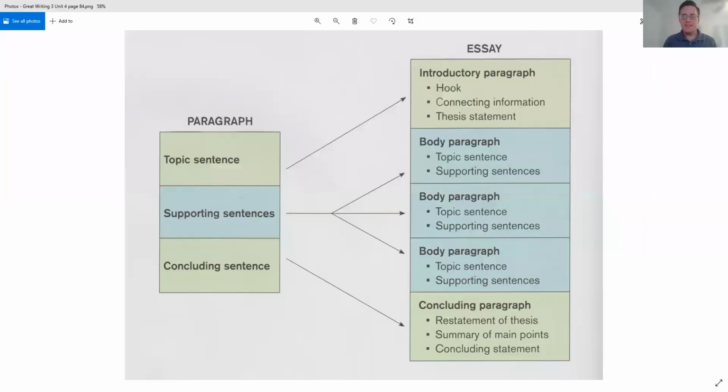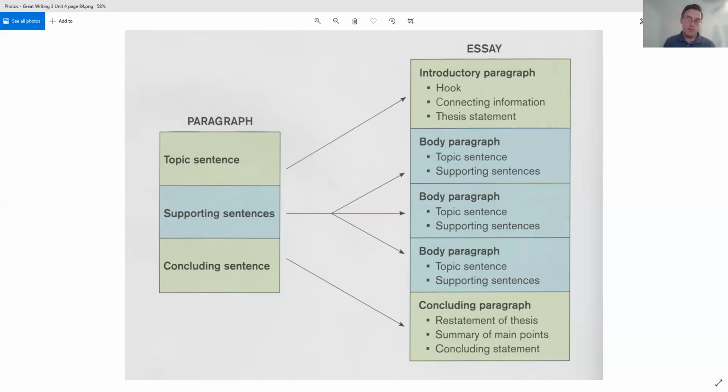Hi guys, today we're looking at the basic three-part structure of an academic essay. If you have not learned about how to write a paragraph, please go and watch a video on the structure of a paragraph. Today we are going to compare paragraph structure to essay structure.